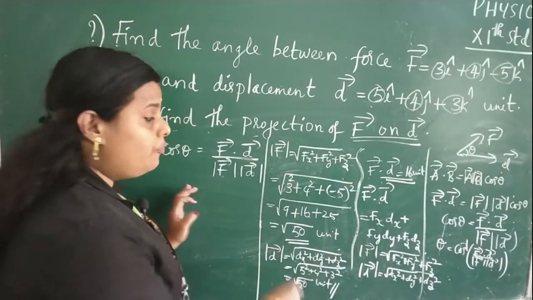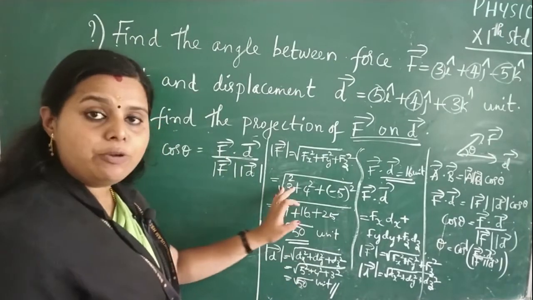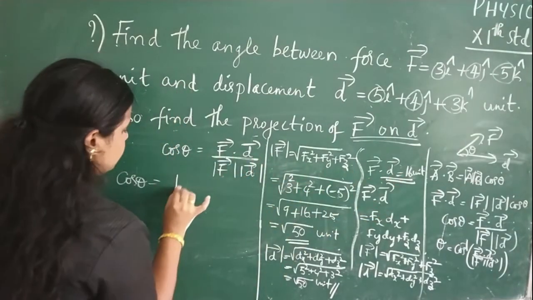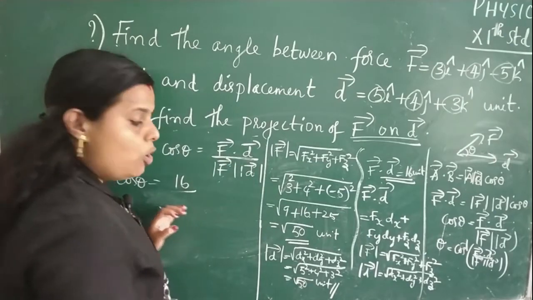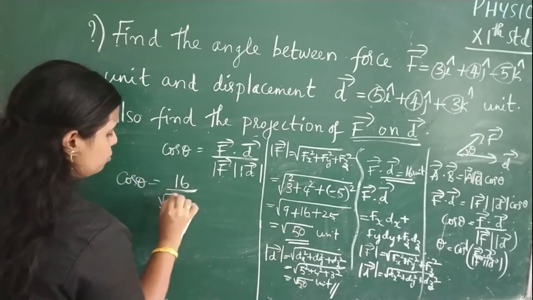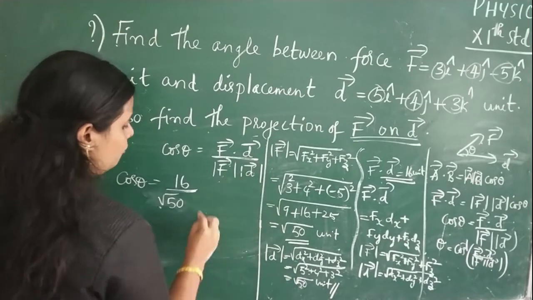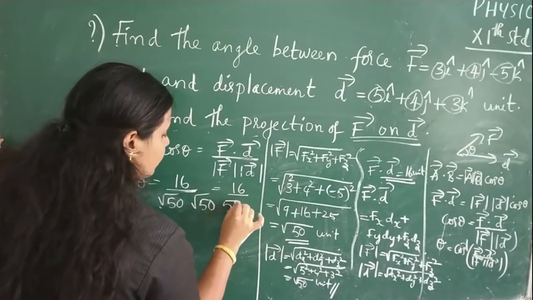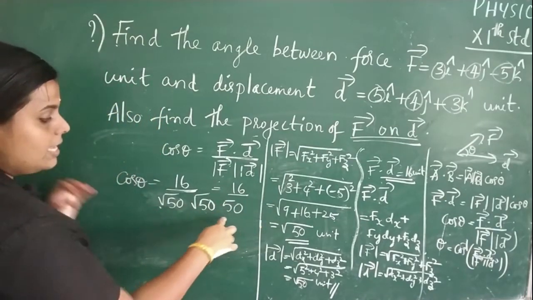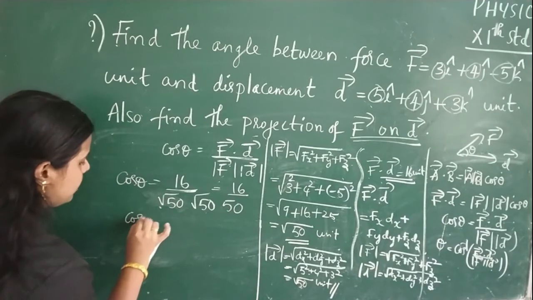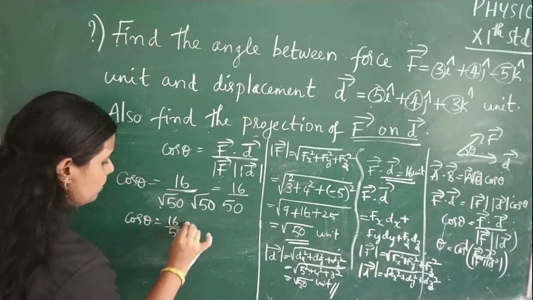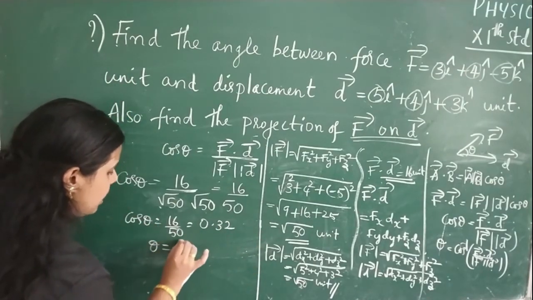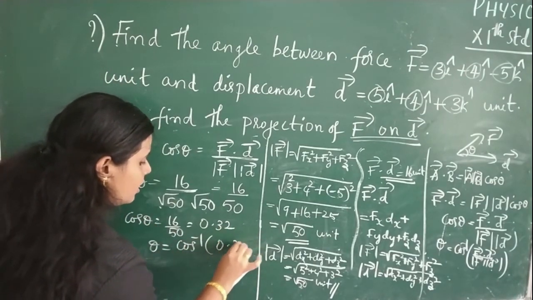Now let's substitute for f dot d as well as modulus of f into modulus of d in this expression. So cos theta is equal to f dot d, that is 16 units, divided by modulus of f, root 50, into modulus of d, again root 50. Root 50 into root 50 is equal to 50. So cos theta is equal to 16 by 50, that is equal to 0.32. From this, theta is equal to cos inverse 0.32.